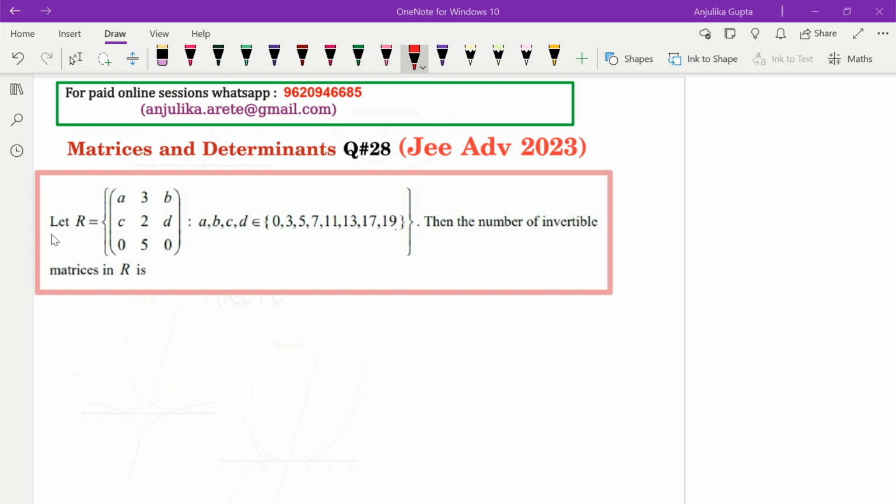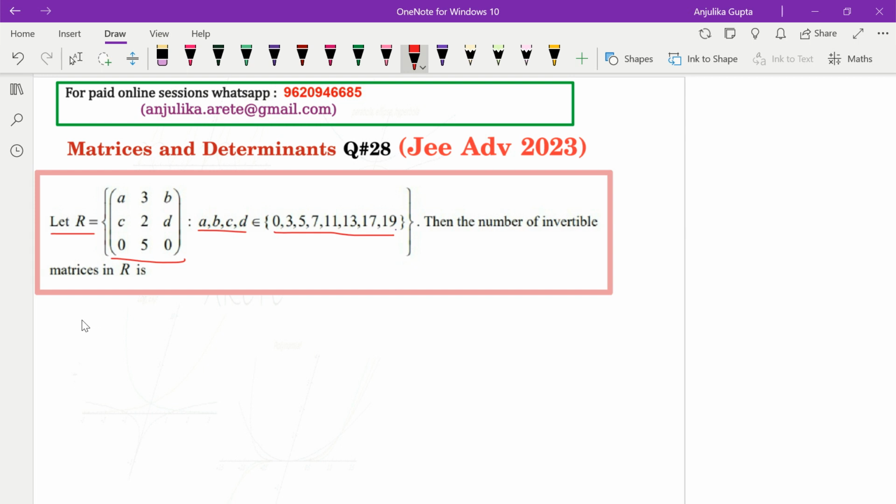Given to you is R, the set of all these matrices where the entries A, B, C, D belong to this set. There are a total of 8 numbers, you can count, including 0. Then the number of invertible matrices in R is... So how many invertible matrices can we have? Basically it's a counting problem.